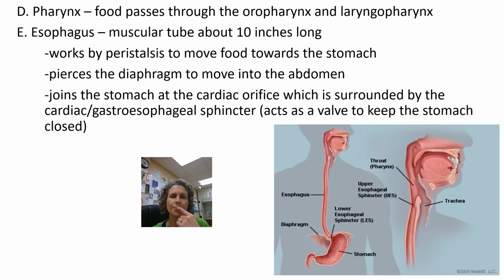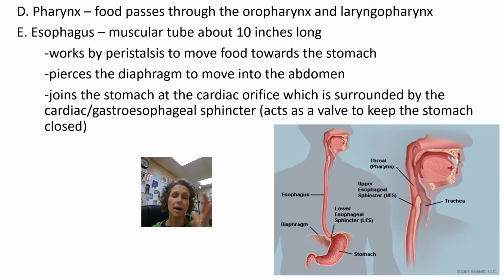Okay, so now the pharynx, we talked about that a little bit with the respiratory system. Food passes through here. This is the area where food and air can coexist. This is the back of your mouth, the oropharynx, and also your laryngopharynx, so everything above your larynx. And then on the other side of your larynx, you have your esophagus.